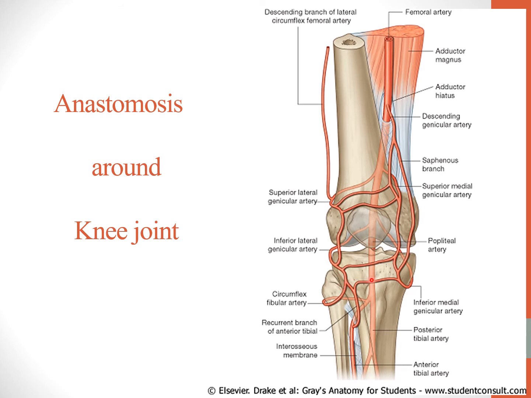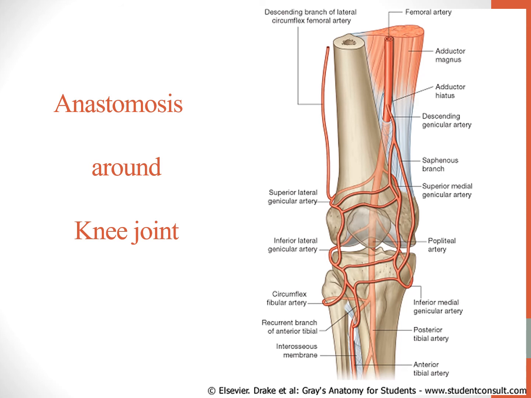So here we can see that the descending genicular, superior and inferior lateral genicular, superior and inferior medial genicular, circumflex fibular, and recurrent branch of the tibial, they all are taking part in anastomosis around the knee joint and provide a good collateral circulation in case of blockage of a major artery.